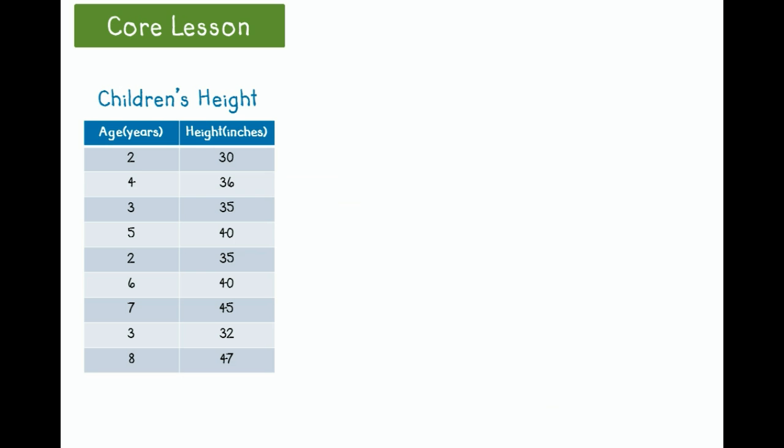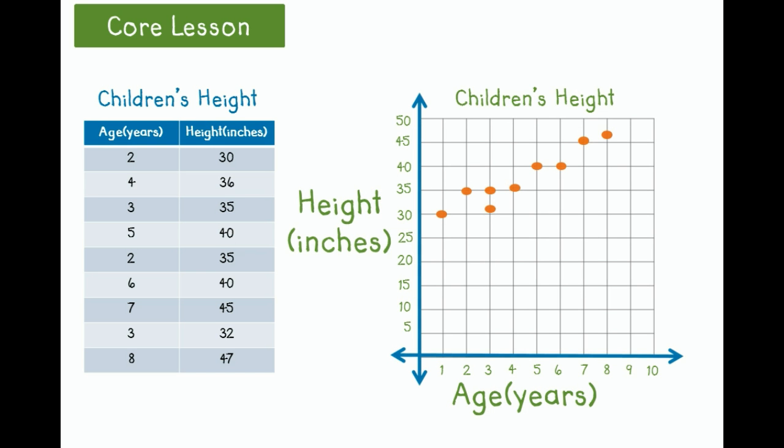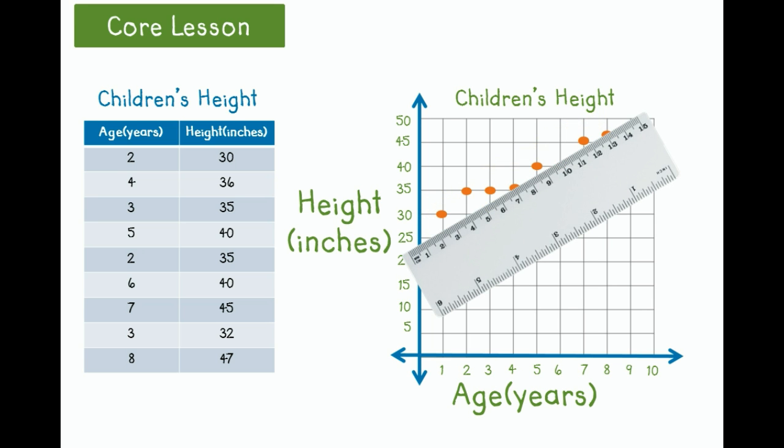Here's the data chart of a children's height, and here's the scatter plot that goes with it. Looking at the scatter plot, do we see a pattern? There's definitely a pattern known as an association. The pattern appears to make approximately a straight line, so therefore we could say it has a linear association. If we take a ruler or straight edge, we could draw the line to the middle of the data points.